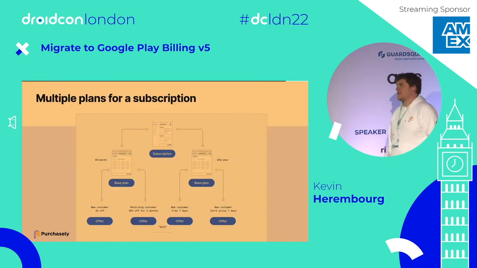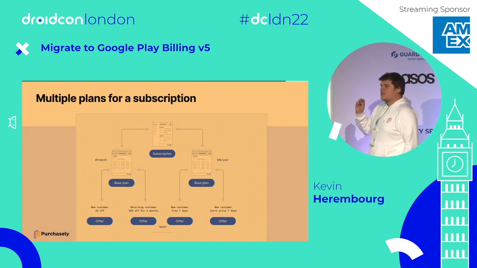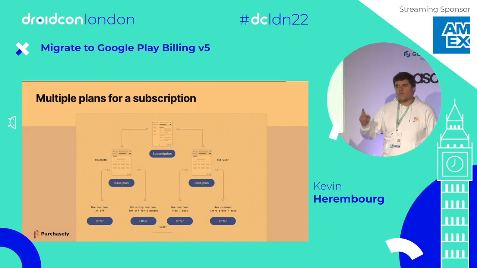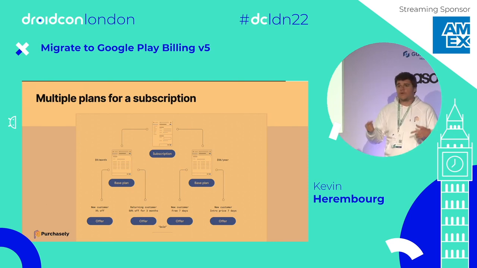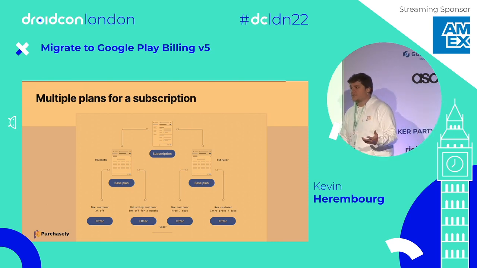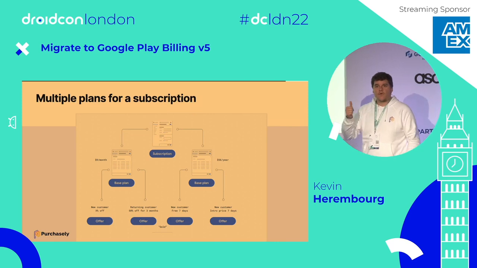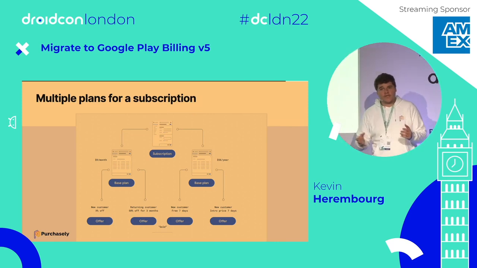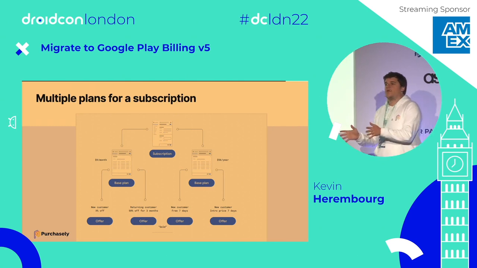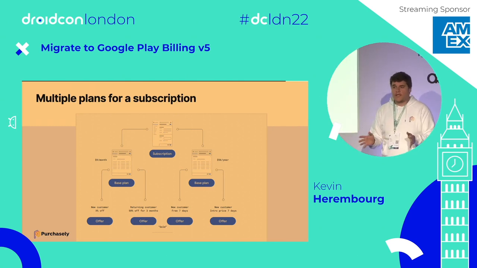So what's new? In Google Play Billing version 4, you created one subscription. This subscription could be a monthly subscription, an annual, a yearly subscription, a weekly subscription, and this one could have one offer that could have a free trial and/or an introductory price. That's it. One subscription, one monthly or yearly or weekly plan.